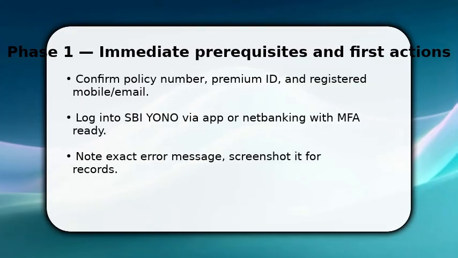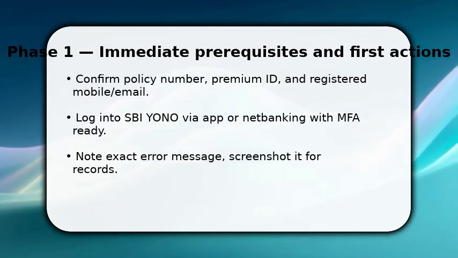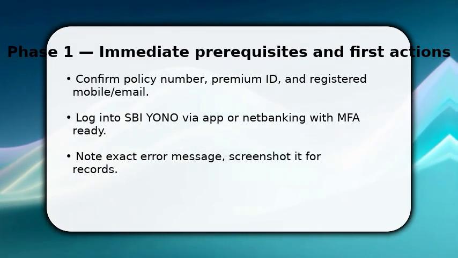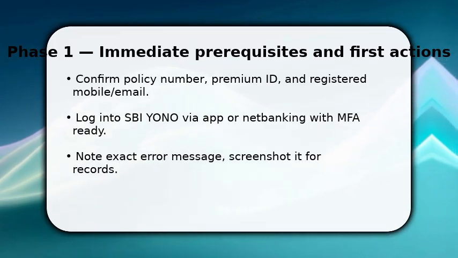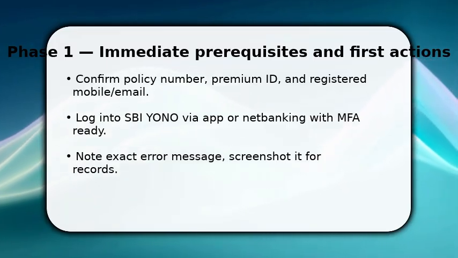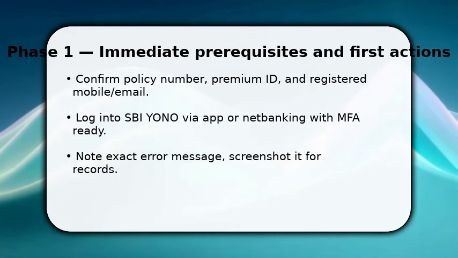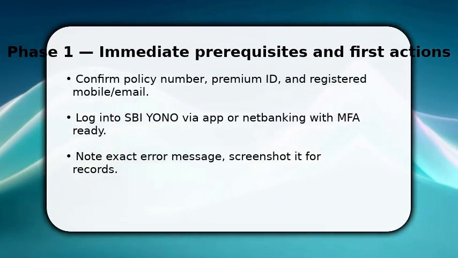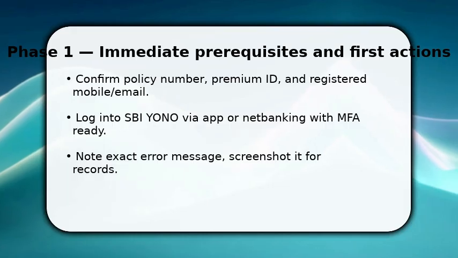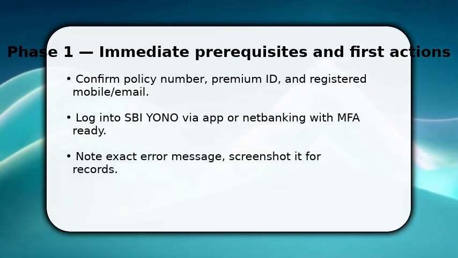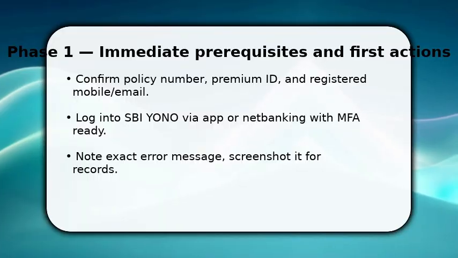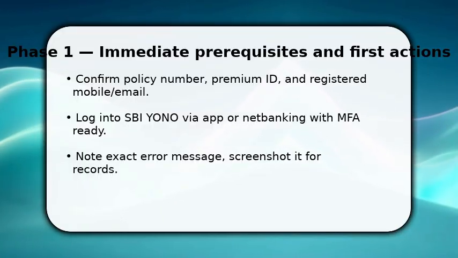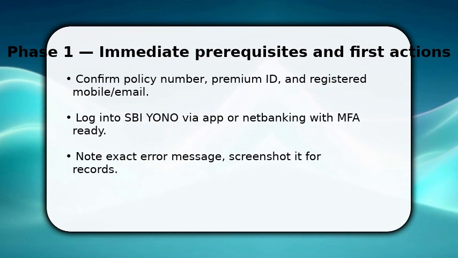You must have your policy number and the phone or email linked to your SBI account ready. Once logged into Yono, authenticate with OTP so you can reach the insurance section. This prevents session timeouts. If a technical error appears, capture a screenshot and note the error text. This saves time with support. Make sure app and OS are updated and clear cached data before retrying. These initial actions reduce false failures and start the cancellation process now.